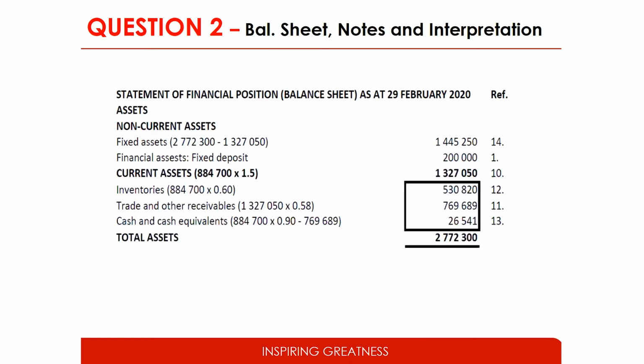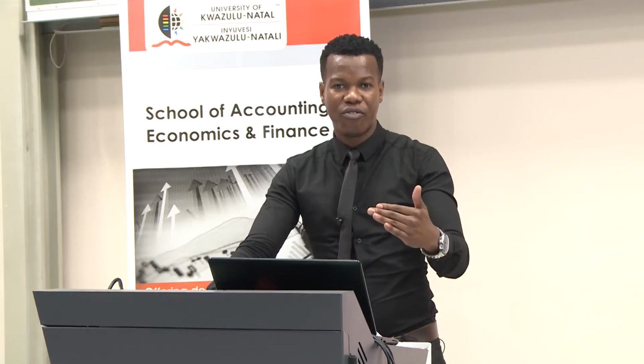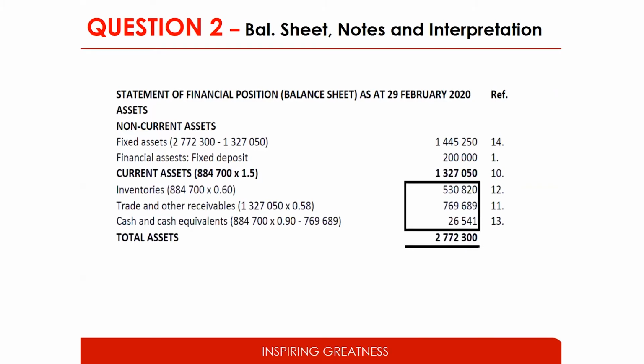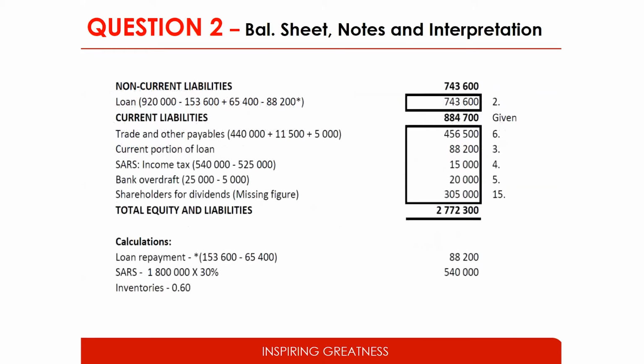Your fixed assets are more or less a balancing figure, because you already have your 2,772,300, and you just need now to work back. So when you work back, it means that whatever is shown as a negative, you will have to add it. Whatever is shown as a positive, you will have to deduct it, because you're working back. And that gives you your figure of 1,445,250. Again, when you go back to your equity and liabilities, you do the same thing. You just work back, because you've already gotten all your other information except for the shareholders for dividends. Now that will be the missing figure that you will need to add and make sure that you get the 305,000.